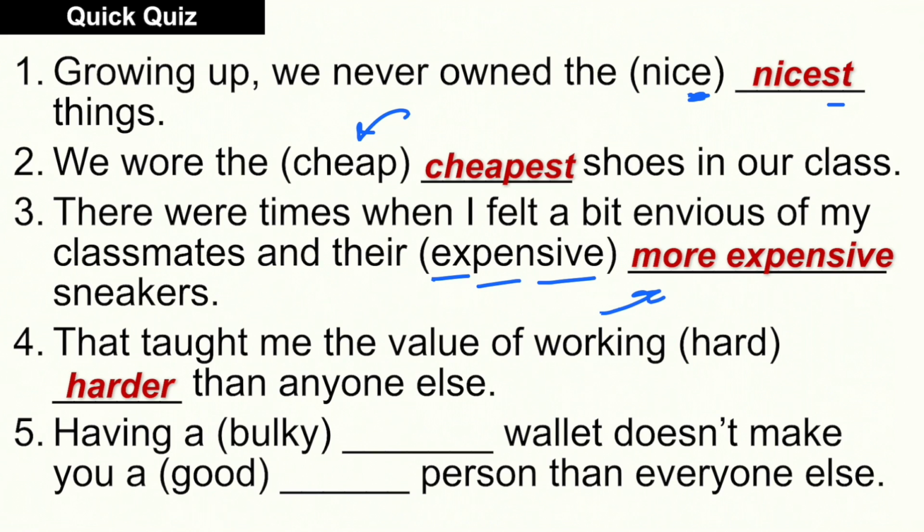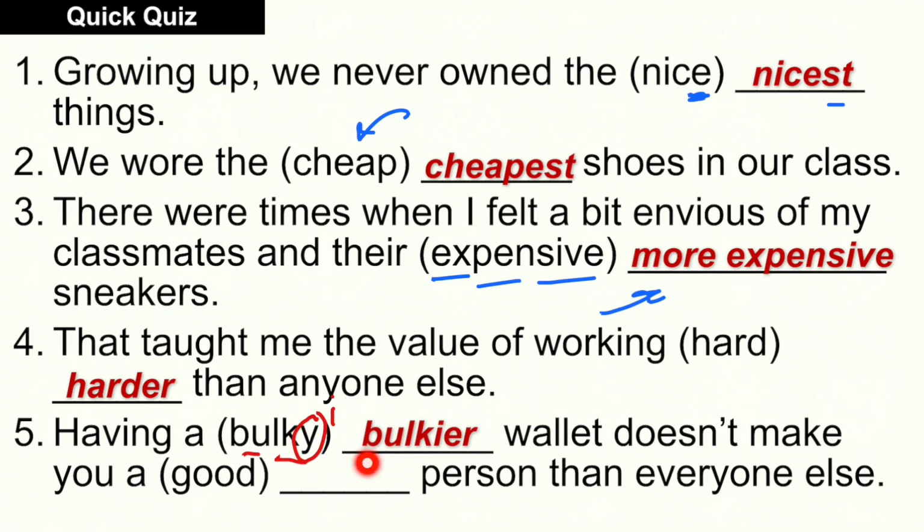Okay? Number 5, having a bulky wallet doesn't make you a good person than everyone else. Doon muna tayo sa una. Having a bulky wallet. Again, operating sa concept, sino kinukumpara ko? Kinukumpara ko yung isang tao na may mas makapal na wallet at saka yung isang hindi. So, I would say bulkier. Now, bakit ER siya? Kasi meron tayong 2 syllables, 1, 2, at natatapos siya sa Y. So, we're going to have to change this into I and then add ER.